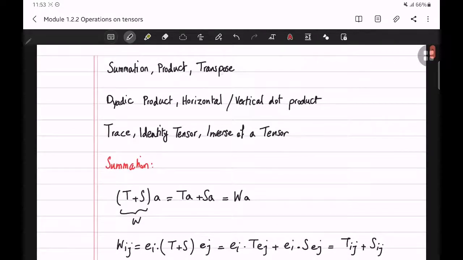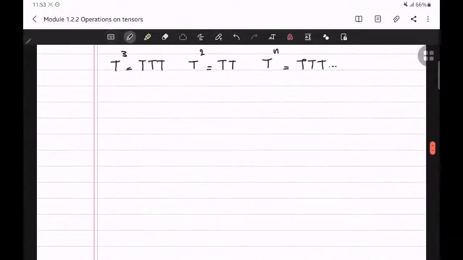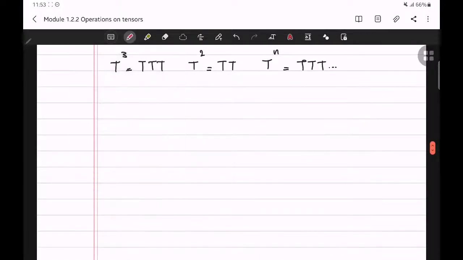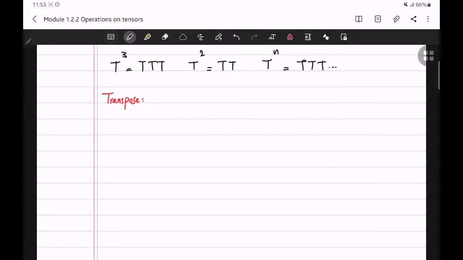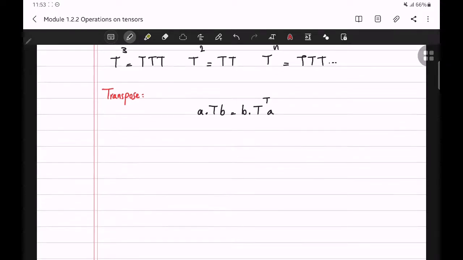So next we have the transpose of a tensor. According to the definition provided for the transpose of a tensor, if you have, let's say, two vectors a and b, we have the tensor: Ta · b is equal to a · Tᵀb. This is the definition for the transpose.